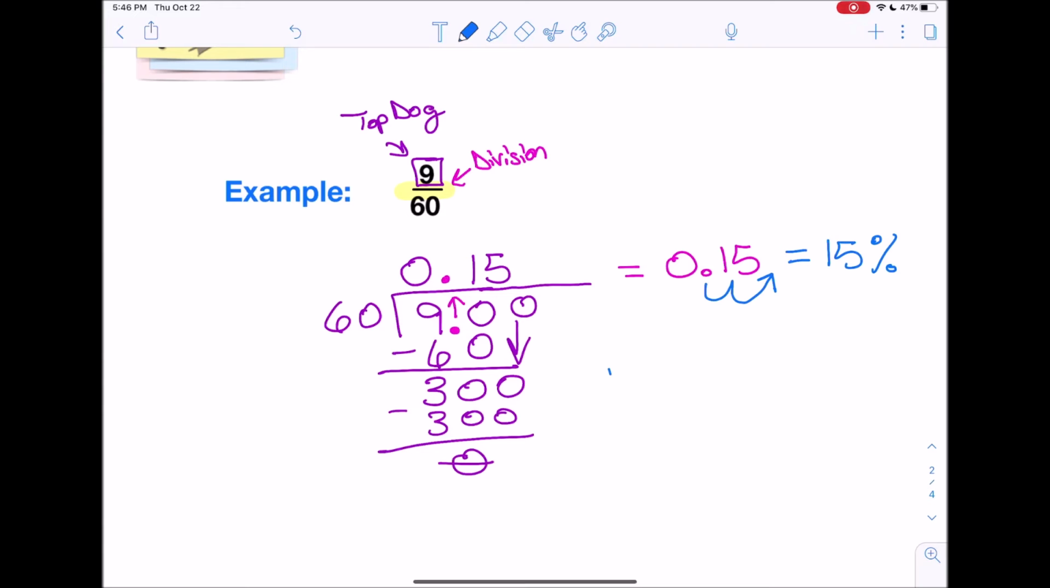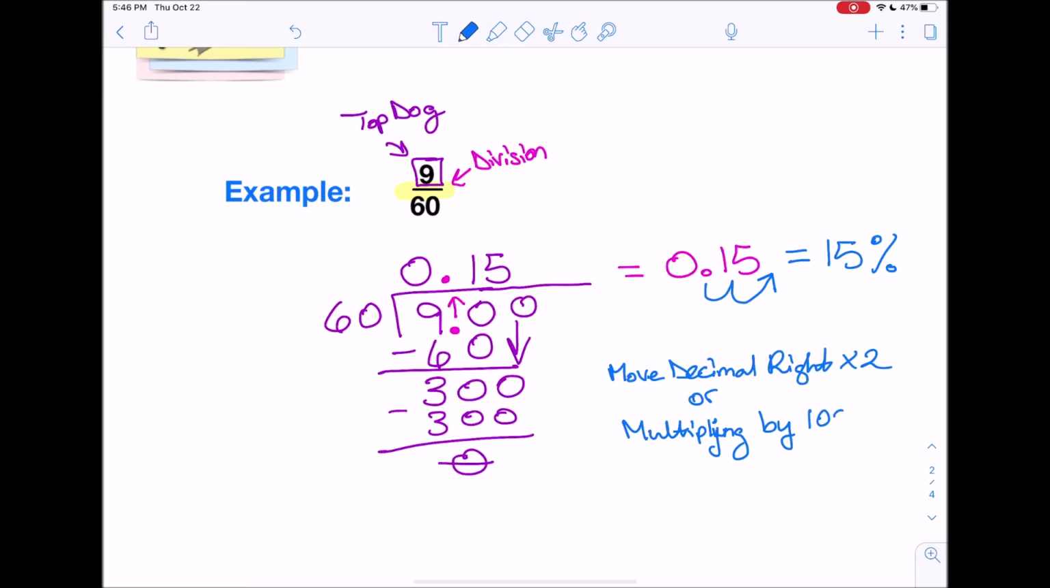Okay, so you move the decimal to the right 2 times. And what you're essentially doing is multiplying by 100. We can move that decimal over to the right 2 spaces because what you're actually doing is multiplying that decimal 0.15 by 100.